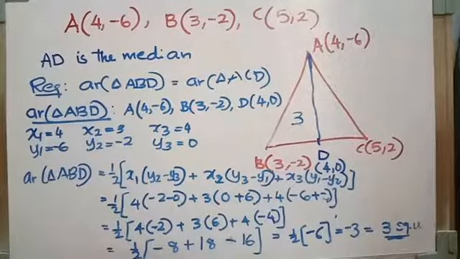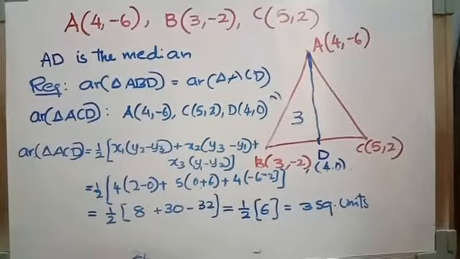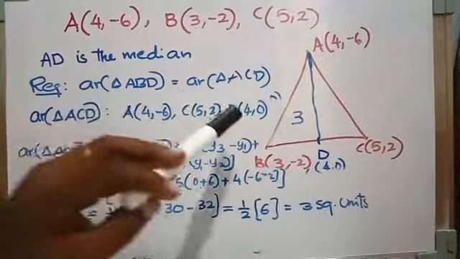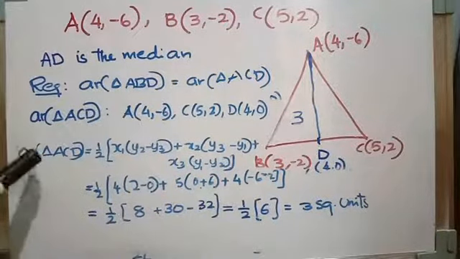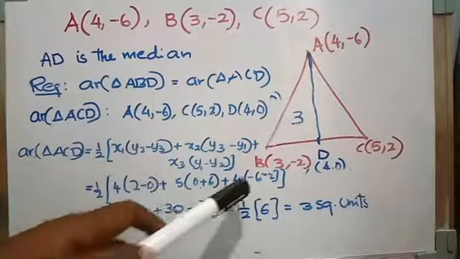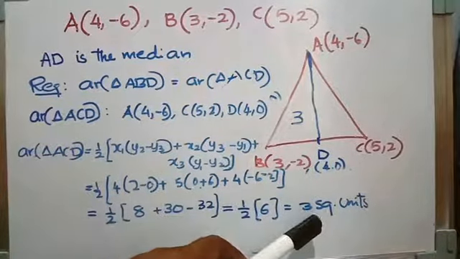Now let's find the area of triangle ACD. So to find the area of triangle ACD, A is (4, -6), C is (5, 2), and D is (4, 0). So the area of triangle ACD is found by the formula. Replace the values properly. We get the area of triangle ACD as 3 square units.